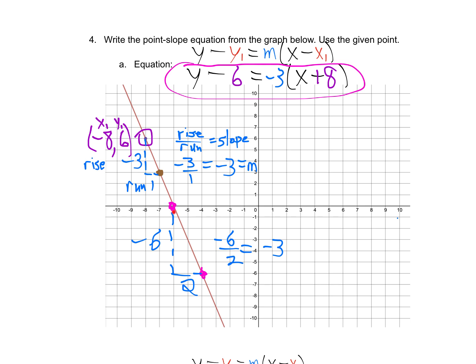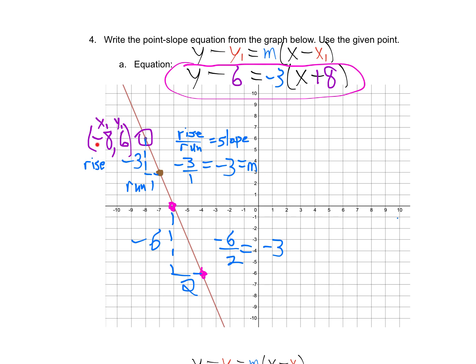As I said, it doesn't matter which 2 points you pick. I could pick a point at negative 6, 0, or a point at negative 4, negative 6. I'm going down 6 to the right 2. That still reduces to negative 3. So my slope is negative 3.